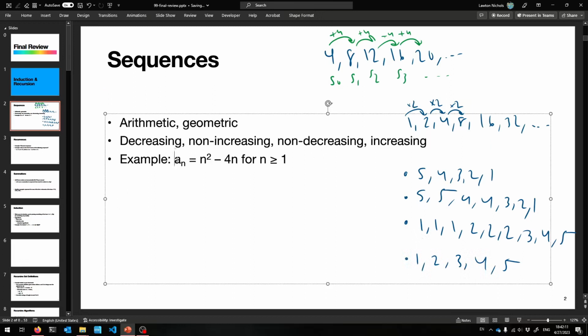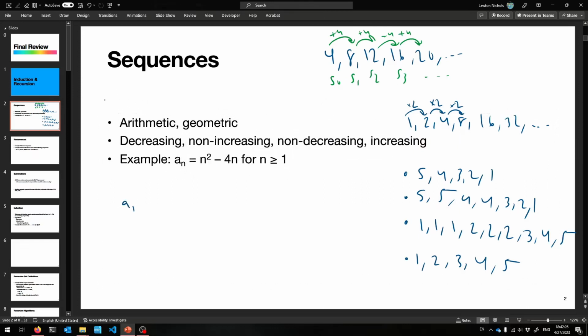You can define sequences with equations, of course. Let's define the sequence A so that element n of the A sequence is n squared minus 4n, and it starts at 1. So what is A of 1? What is A of 2? What is A of 3? We can generate this sequence: A of 4, A of 5, A of 6. And it goes on forever, of course. It's an infinite sequence, this one.